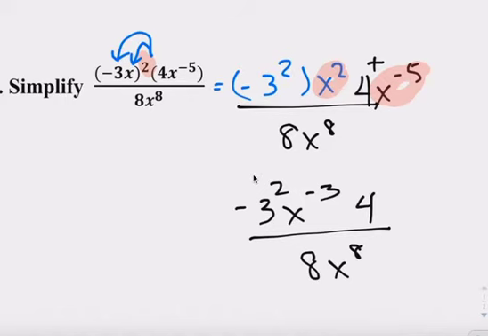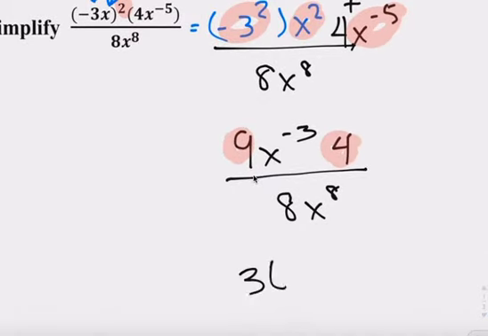This becomes, I'm going to just change this one to a positive 9. Negative 3 and negative 3, positive 9. These two here get me 36. And this, negative power rule. Remember that negative power rule? You go to the bottom.